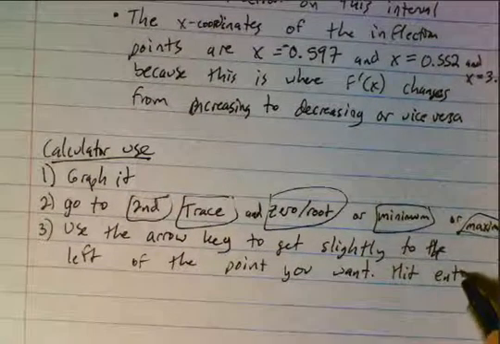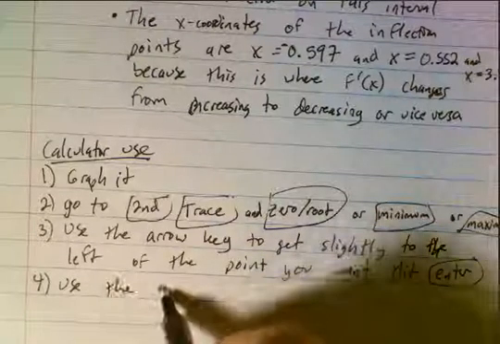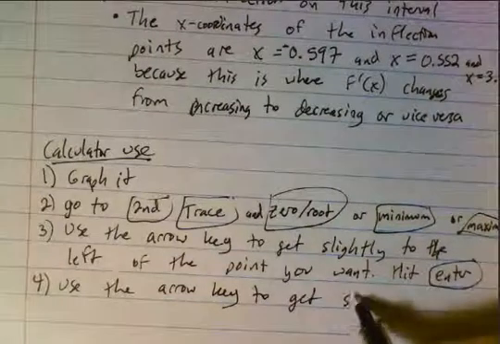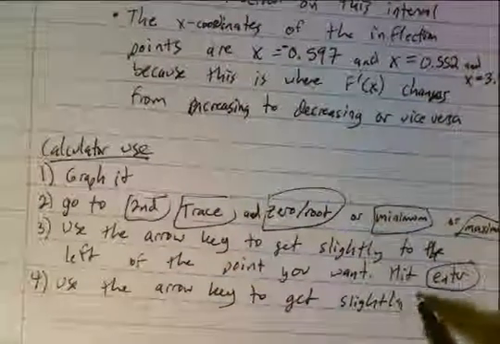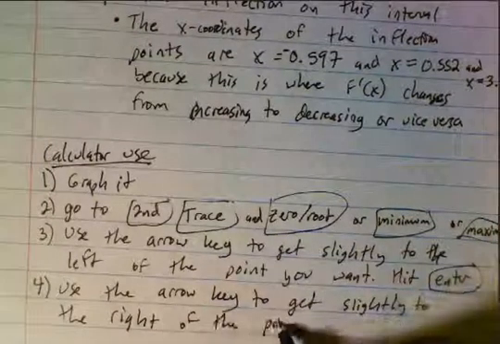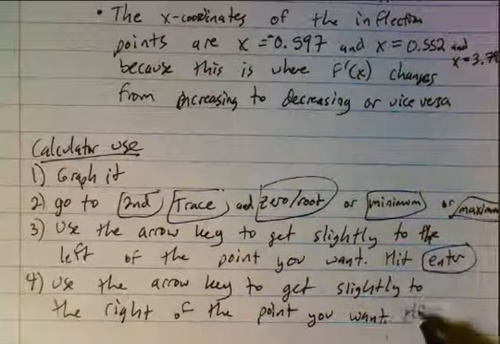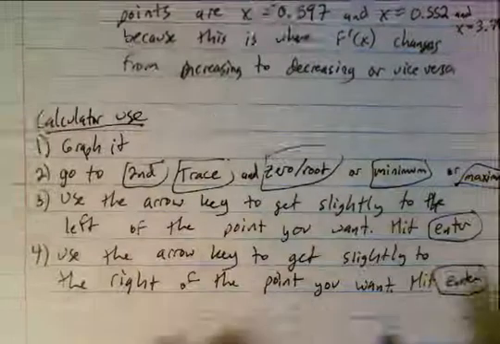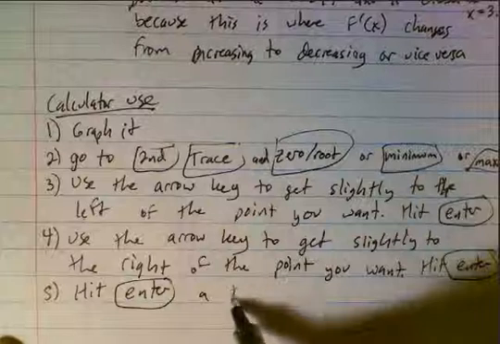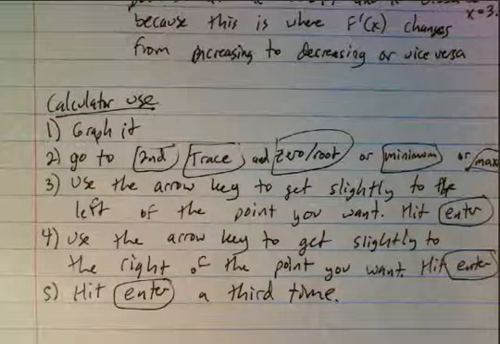Hit enter. Use the arrow keys to get slightly to the right of the point you want, hit enter, and then remember to hit enter a third time. Okay, that concludes Graph 6 Notes.